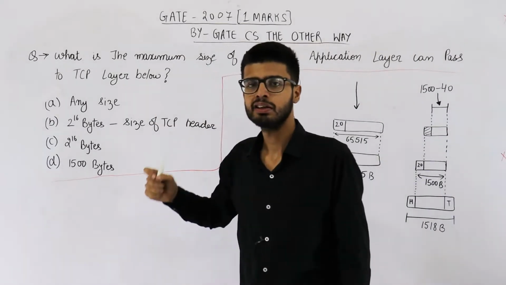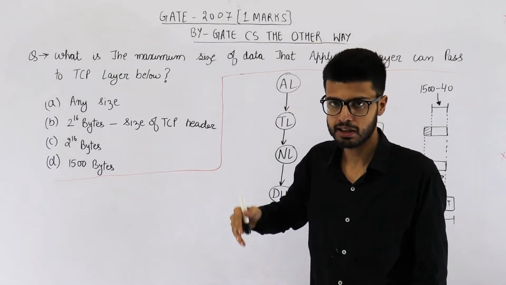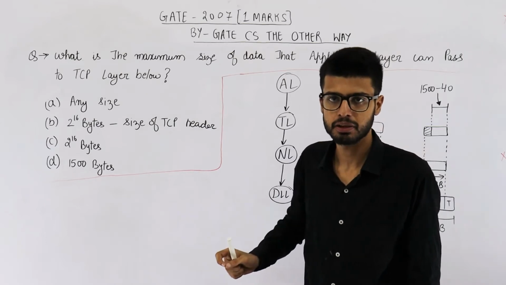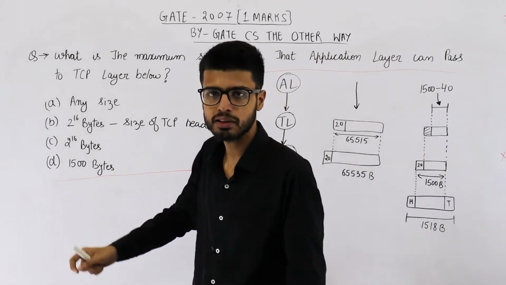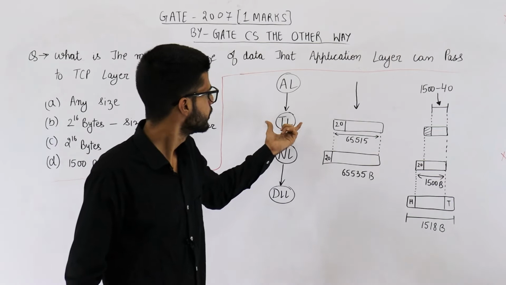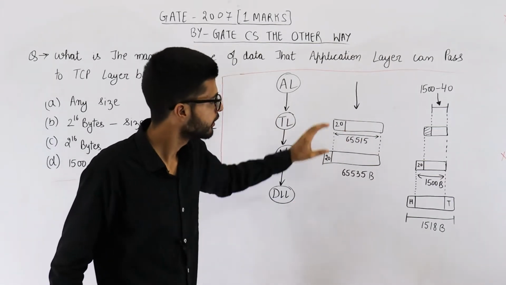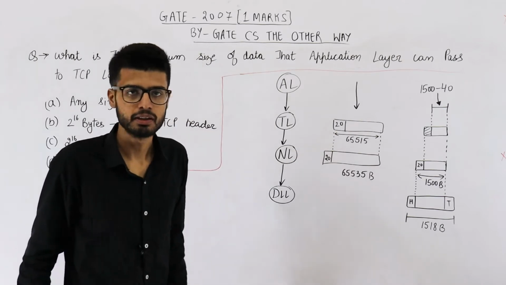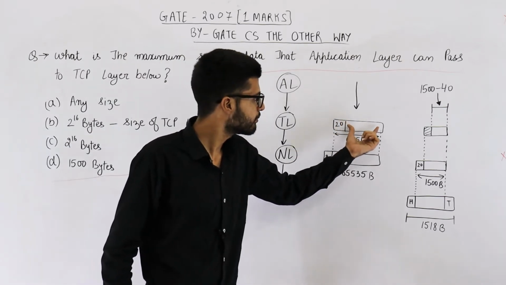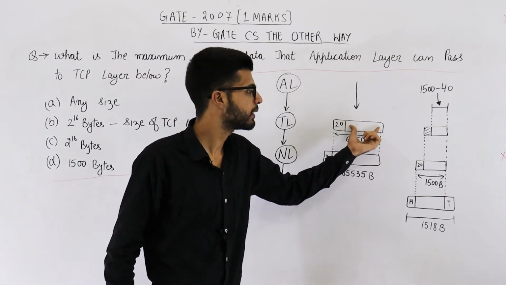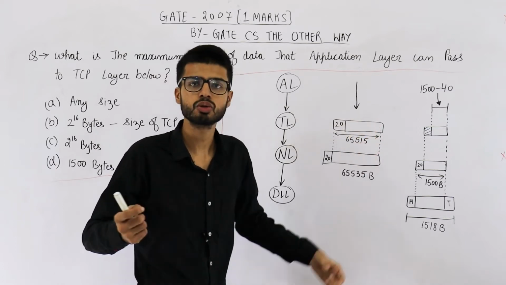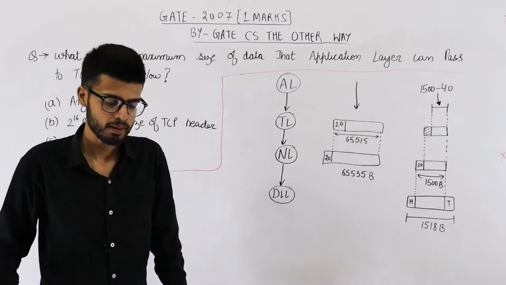Now application layer gives data to the lower layers. That means TCP layer. TCP layer or the transport layer takes that data and makes segments. Okay. So this is one segment. Whatever is the maximum limit that can be placed in the biggest segment is called 1 MSS.